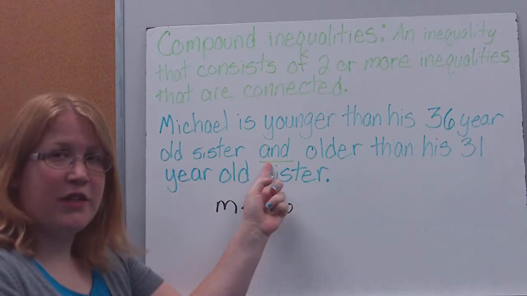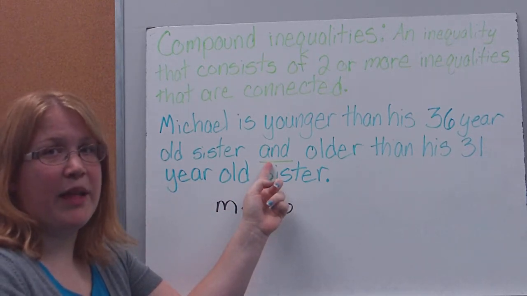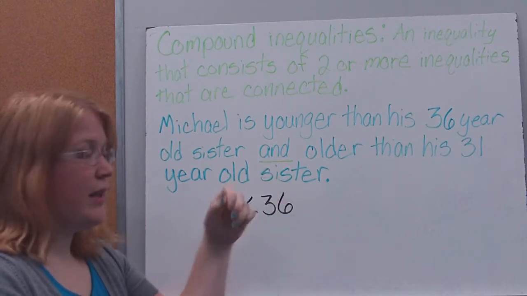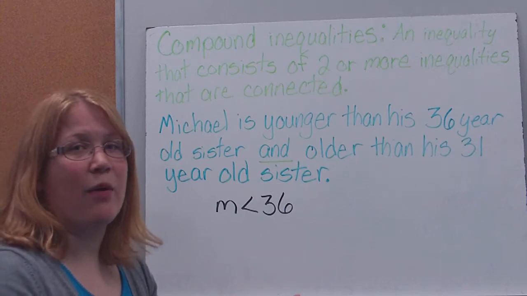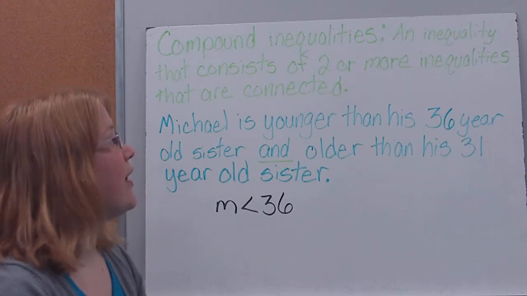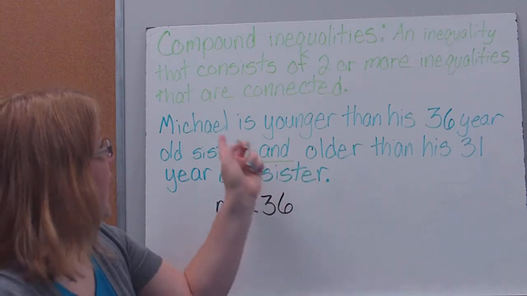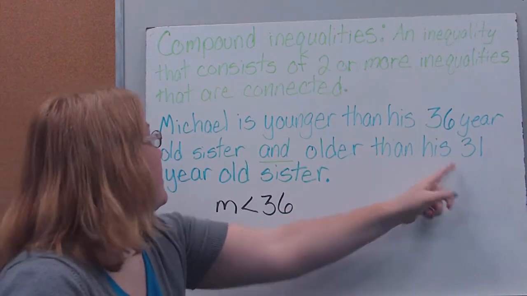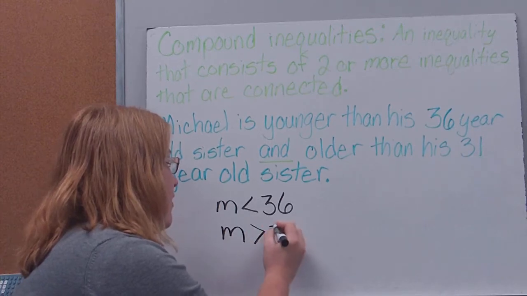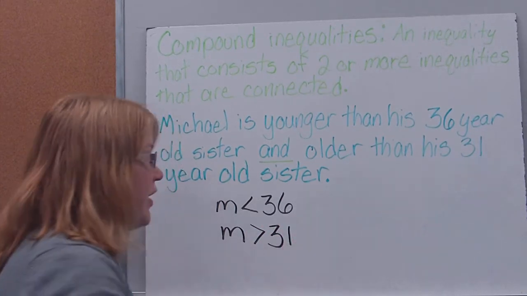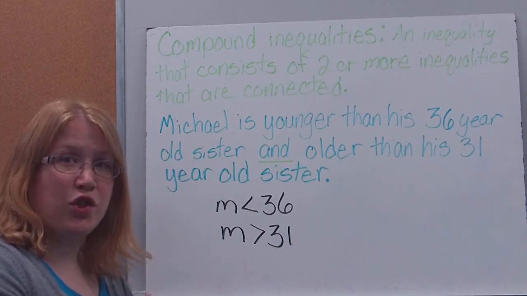Now you'll notice I've connected these with an and. This is how we're going to know it's a compound inequality. I have more than one inequality. So first I'm going to show you, we could write it as two inequalities, and over here we'll look at what that would look like as a compound inequality. All right, and Michael is also older than his 31-year-old sister. So Michael is greater than 31. So I can write this as two inequalities.